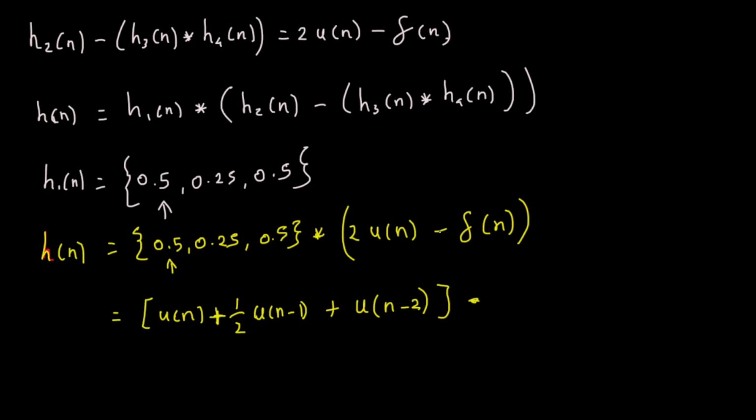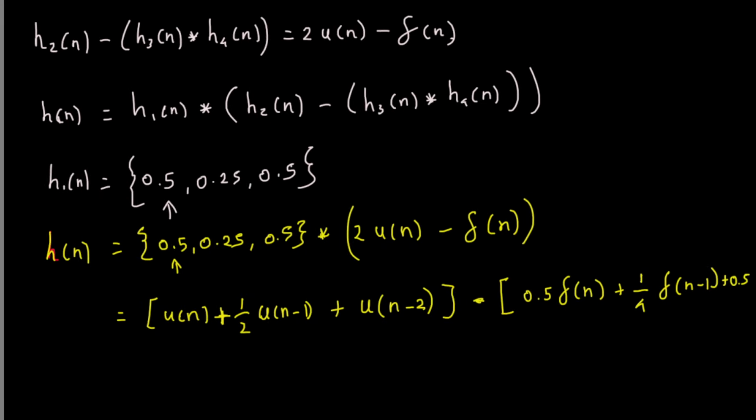And then we have a minus sign because of this minus. And then delta of n, we do the same. 0.5 delta of n. And then plus 0.25 delta of n. We can also say 1 over 4 delta of n, actually delta of n minus 1, because this is at the location of n minus 1. And then plus 0.5 delta of n, which, because of the 2 units to the right, is going to be 0.5 delta of n minus 2.